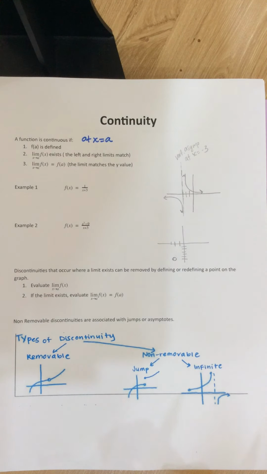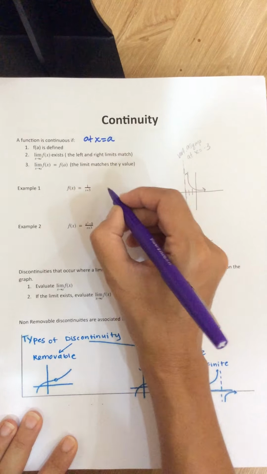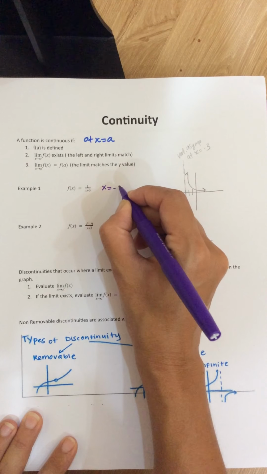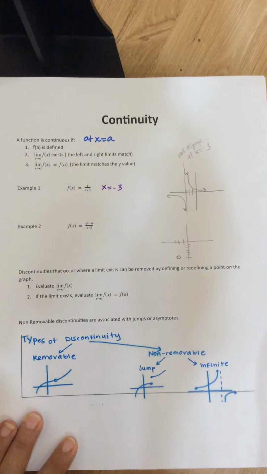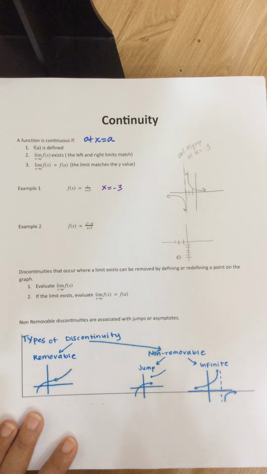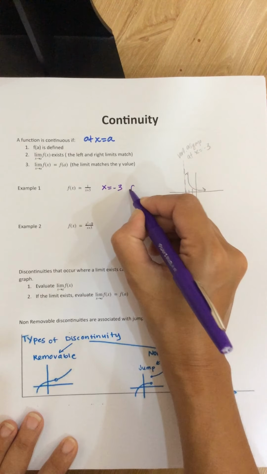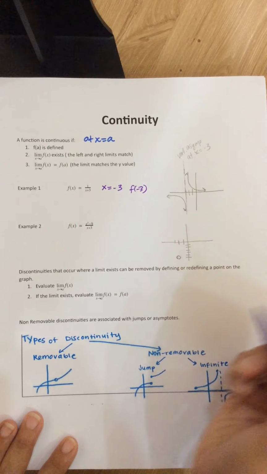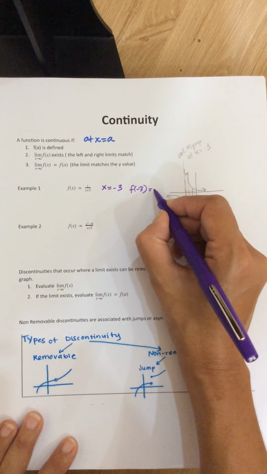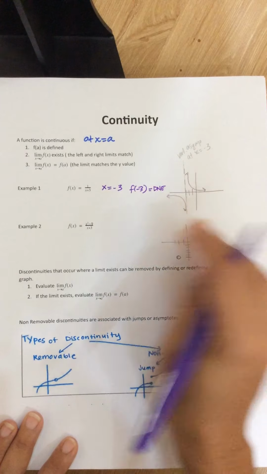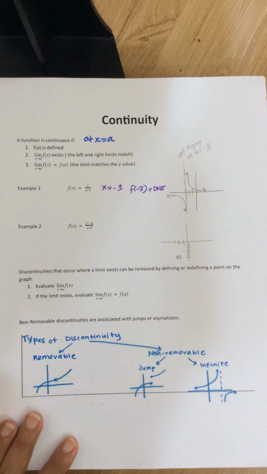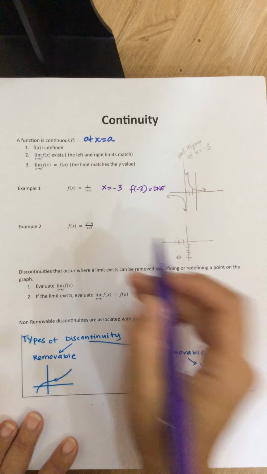Okay, so let's check. We're going to check continuity at x equals negative 3. And I'm picking negative 3 because it's where that asymptote is. So first of all, what is f of negative 3? It doesn't exist, right? Because there's an asymptote there. So right away, we know it's not continuous. Number one, the first rule is out. But let's just check the other two.